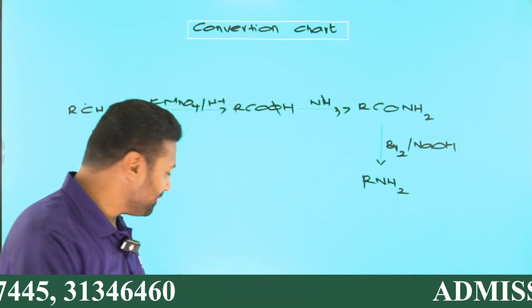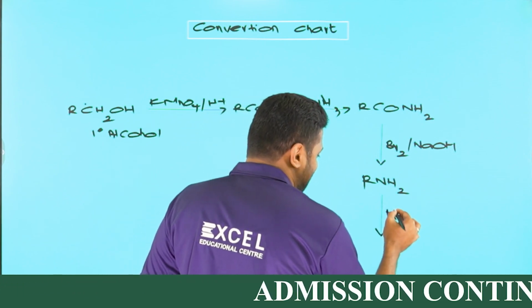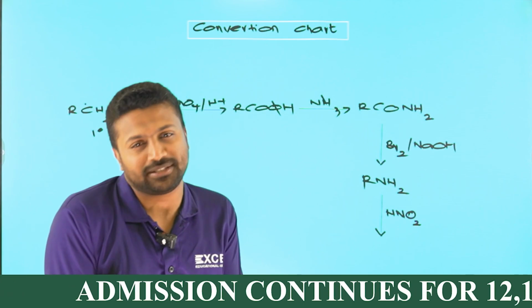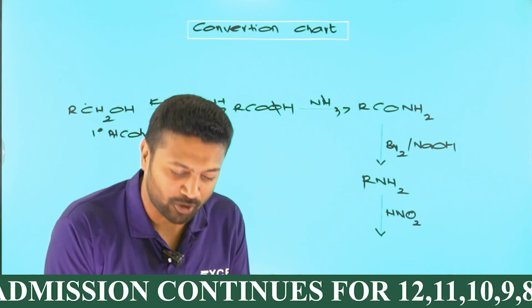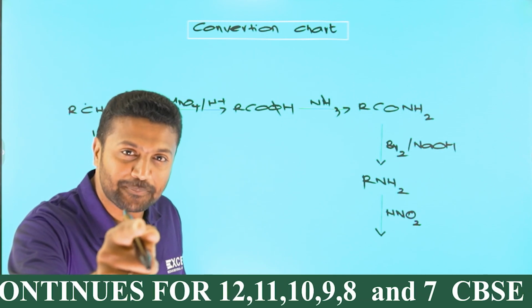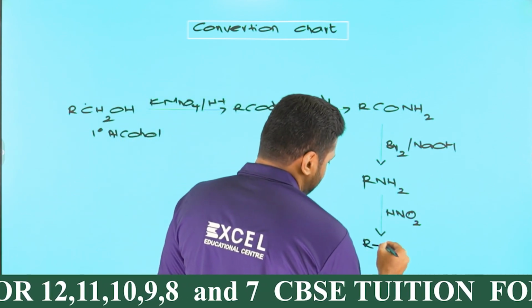I'm asking you, primary amine passing over HNO2, please. HNO2 is called nitrous acid, prepared in situ by mixing NaNO2 plus HCl. Tell me, NH2 will become OH, right? NH2 will become OH.